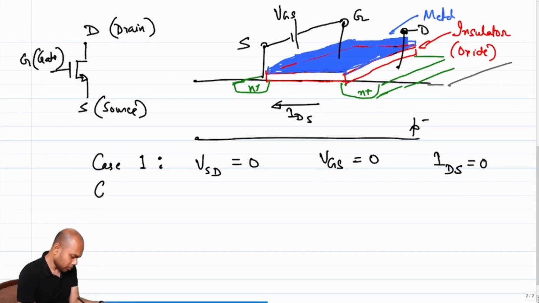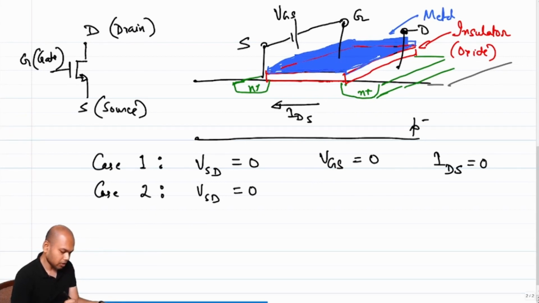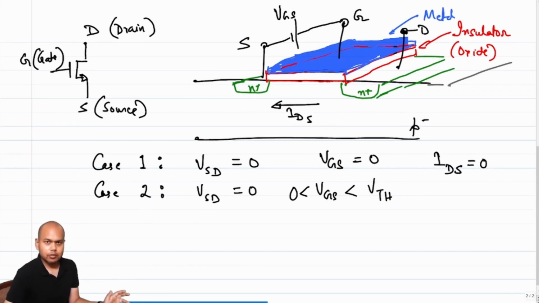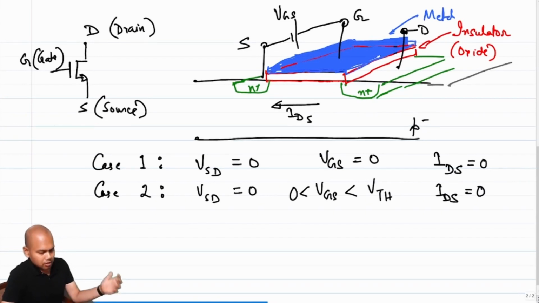Now let's move on to case 2. VSD is still equal to 0, and VGS is greater than 0 and less than the threshold voltage. By the very definition of threshold voltage that we had on the previous page, what do you think is going to happen? IDS will still be 0, because the voltage between the gate and the source is below the threshold voltage.